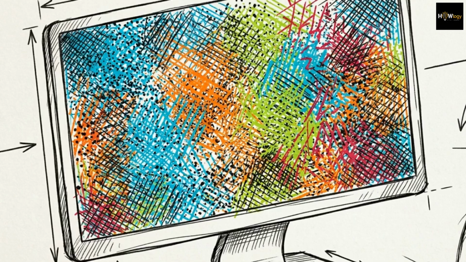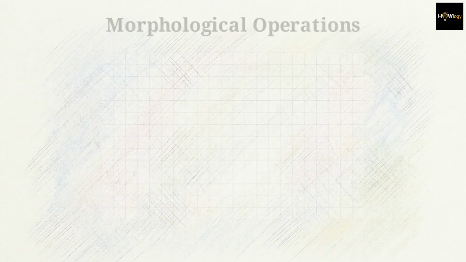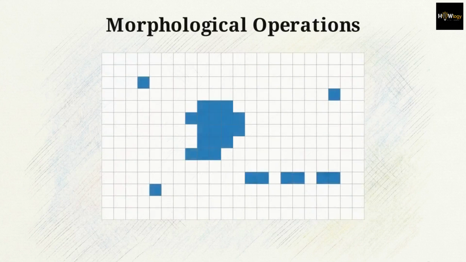So the geometry is fixed, but the image might still be covered in digital static and noise. To clean that up, the computer uses morphological operations, which process the image based entirely on the shapes it detects. The core tool here is called a structuring element. Think of it as a mathematical magnifying glass, usually a small 3x3 matrix, that scans across the entire pixel grid, analyzing the squares directly beneath it.